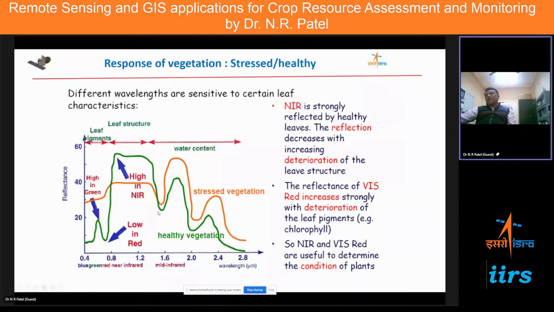Another one is the water absorption band. Here there is water absorption because of the water thickness in the leaves. If the plant has more water-containing leaves, absorption of this wavelength will be more compared to stressed vegetation. So here you will find 3 dips. All these regions help to form different kinds of vegetation indices for drought monitoring.